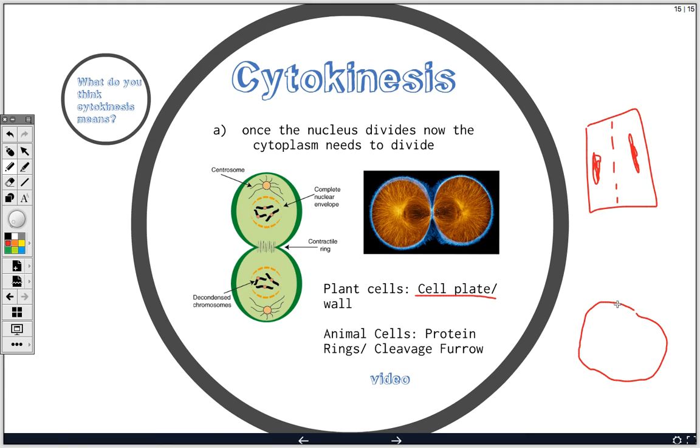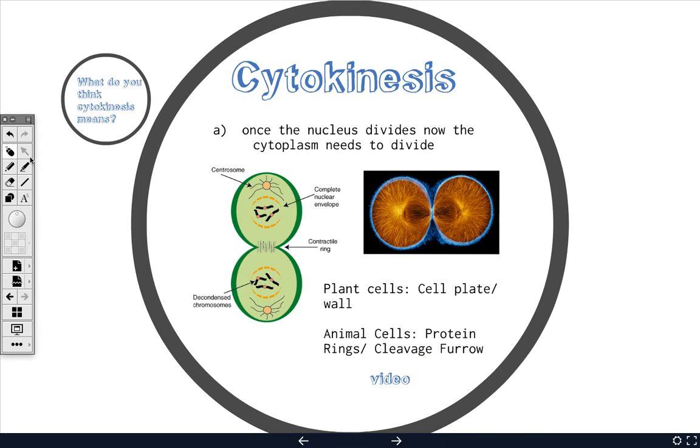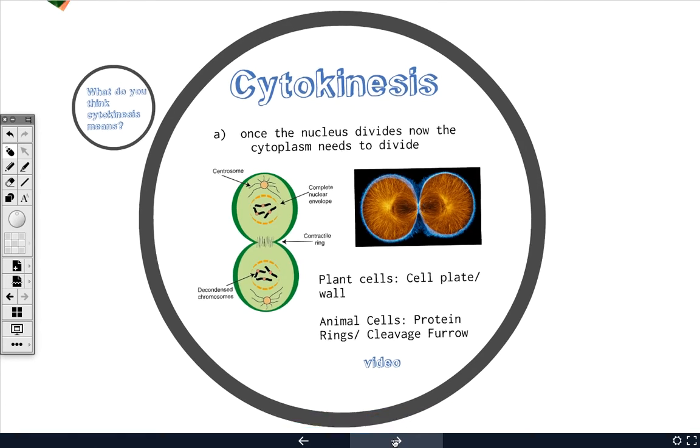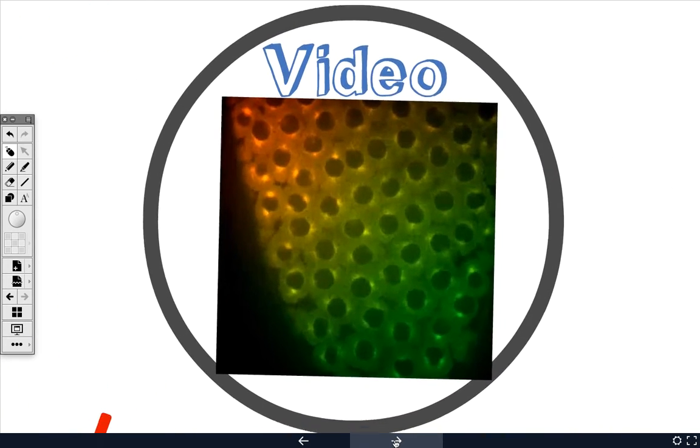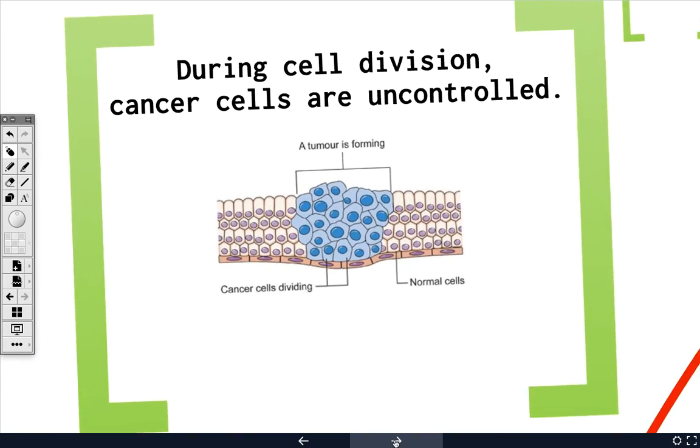Over here, what we have is something called a cleavage furrow in animal cells. And what happens is this side will begin to indent just like that, and this side will begin to indent just like that, and sooner or later it just pinches itself off, and that's called a cleavage furrow. And that's cytokinesis. So what we've got here is this whole process of cell division.